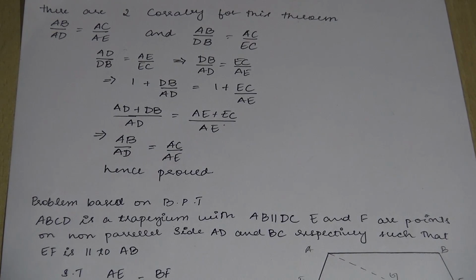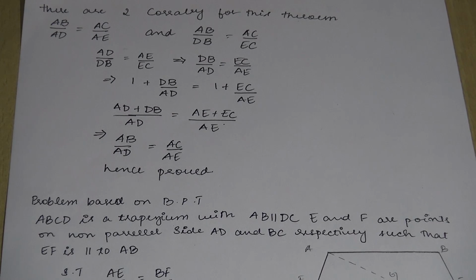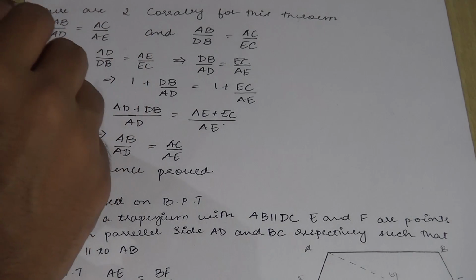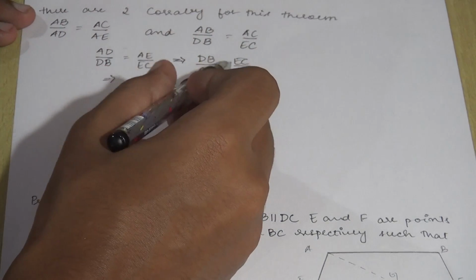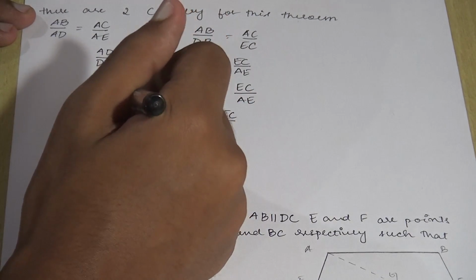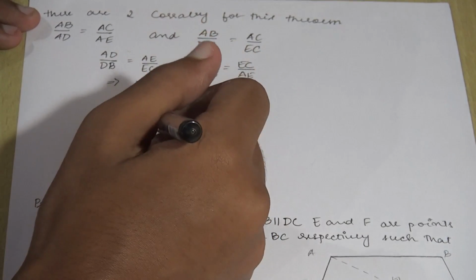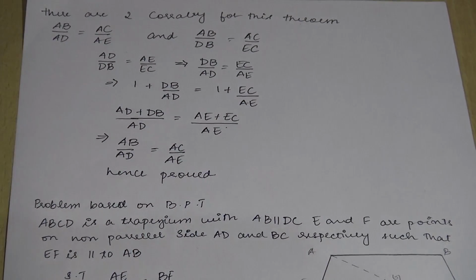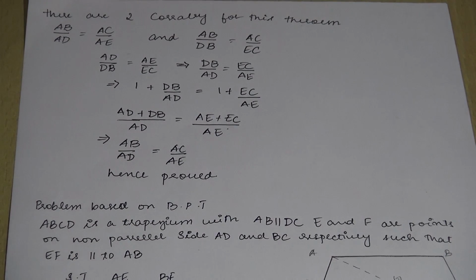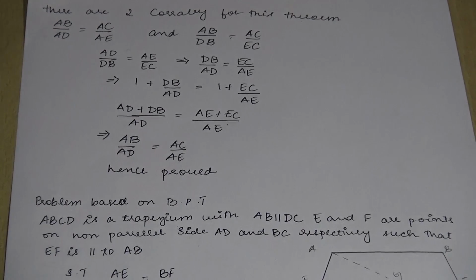There are two corollaries for this theorem. One is AB by AD is equal to AC by AE and AB by DB is equal to AC by EC. I'm going to be showing you how AD by DB is equal to AC by EC. This can also be written as DB by AD is equal to EC by AE. Now add 1 to both sides. 1 plus DB by AD is equal to 1 plus EC by AE. So now by taking LCM we get AD plus DB by AD is equal to AE plus EC by AE. Now this is AB by AD is equal to AC by AE, hence proved.